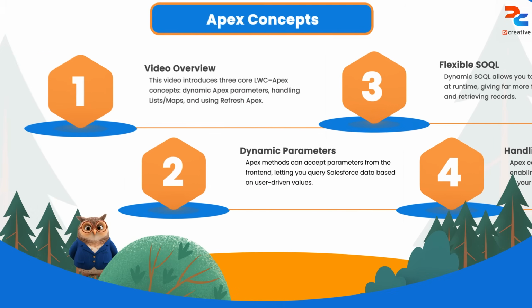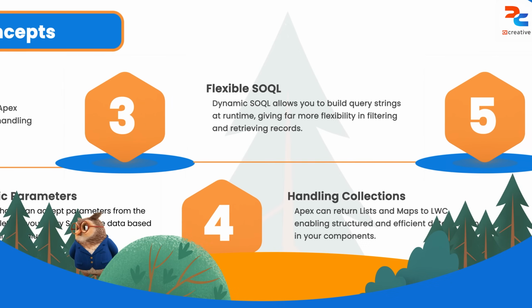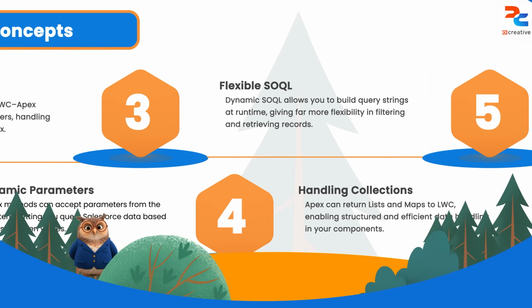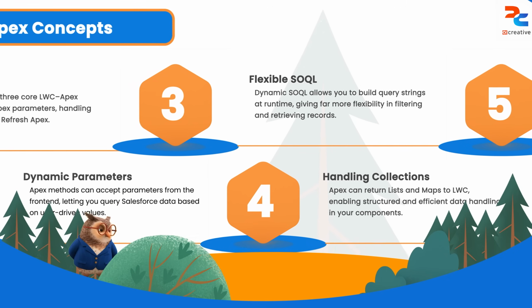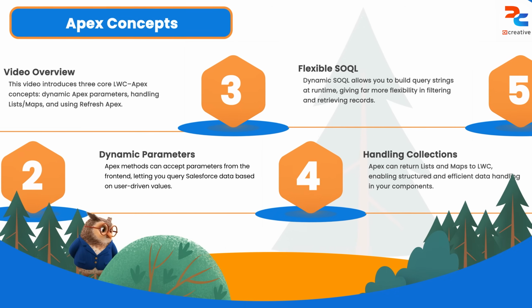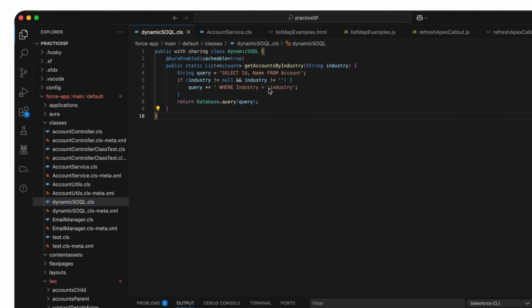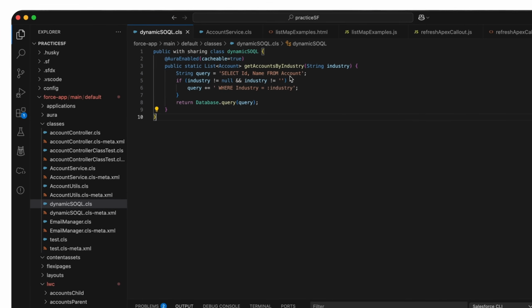So let's get started. Apex method can accept parameters which give us flexibility to query Salesforce data based on values passed from the front end. Dynamic SOQL makes these queries even more flexible by allowing us to construct the query string dynamically. Here's a simple Apex example that uses a dynamic string parameter to filter accounts by industry.